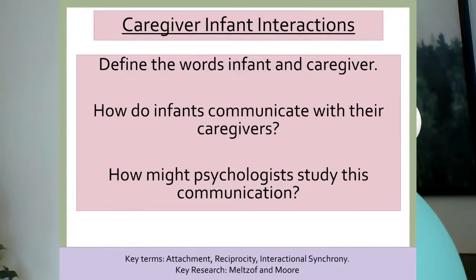So to start off with, just a little activity to get you thinking. Define the word infant and caregiver. What's the difference between an infant and a caregiver? What roles does an infant have? What role does a caregiver have? Think about how infants and caregivers communicate and how psychologists might study this communication. So just a couple of minutes, have a read through, try and answer as many of those questions as you can.